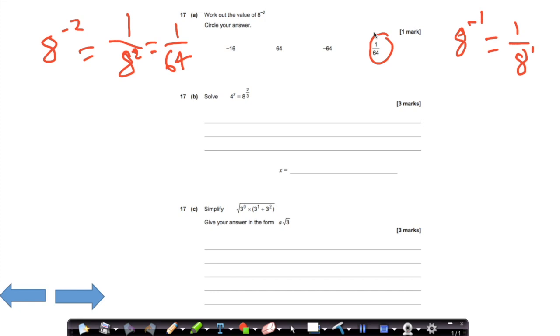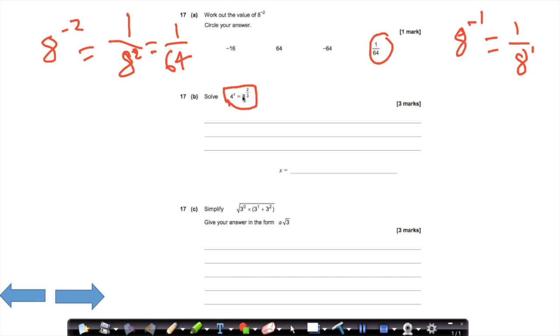If we're then solving 4 to the power of x equals 8 to the power of 2/3, students might find this a little bit hard. They think, hang on a minute, is x 2/3? It can't be 2/3, because these whole numbers here aren't the same. So what am I going to do here?